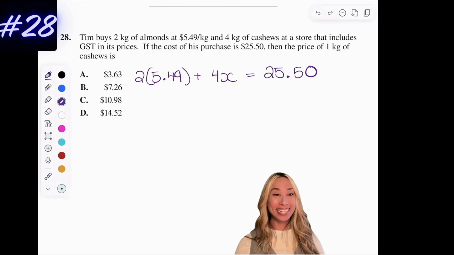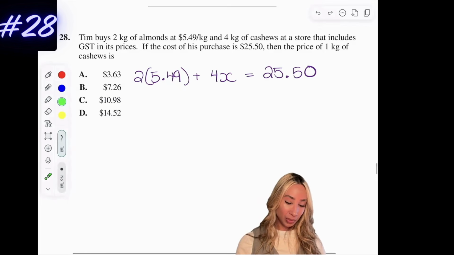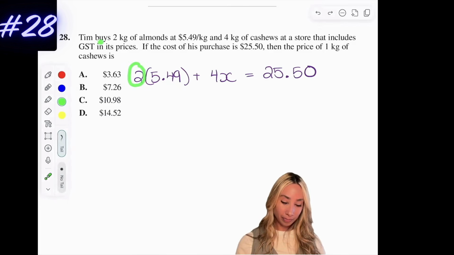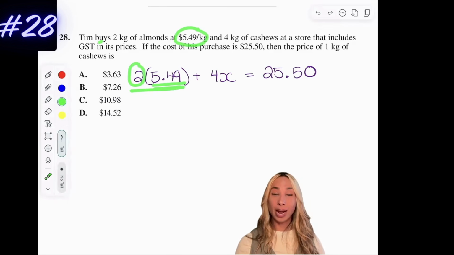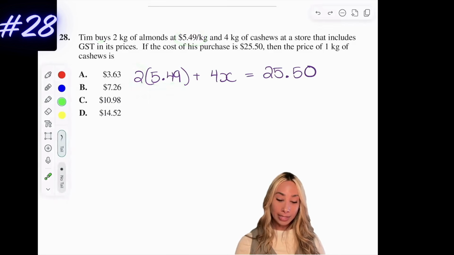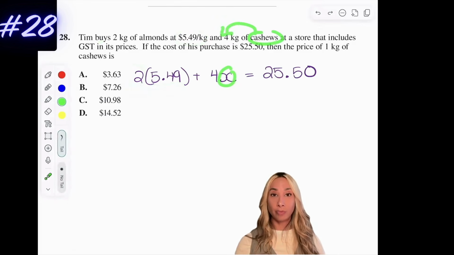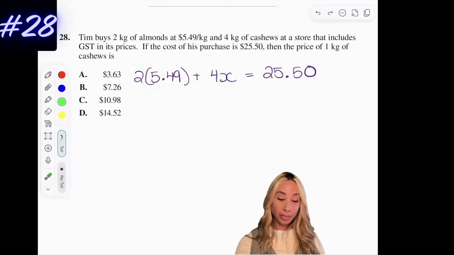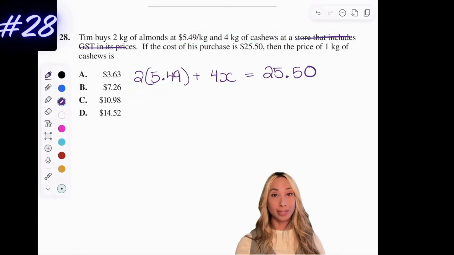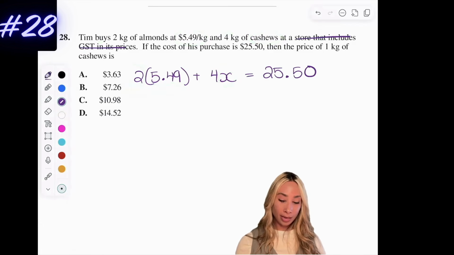Anyway, so what I did is I said he bought 2 bags and each one was $5.49. So we're going to have to double that. I'm listing x as the cashews, and we know that they get 4 kilograms of it. The store includes GST. All that is trying to say is we don't have to worry about it. So the final price includes GST. And then the total cost was $25.50.